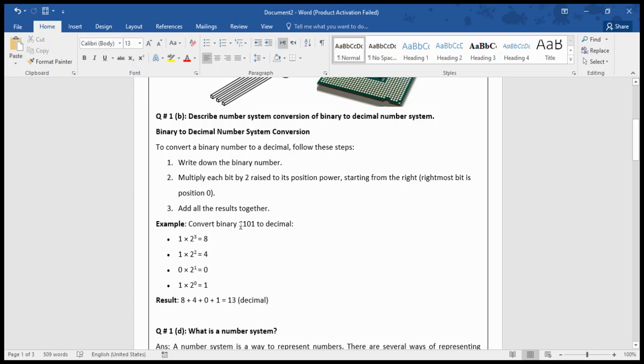As you have seen, this is the binary number, which is a combination of zeros and ones, and in our language it is 13, which is decimal. In decimal we have 10 digits, starting from 0 to 9, and in binary we have 2 digits, 0 and 1. So the base value for decimal is 10, and for binary the base value is 2.